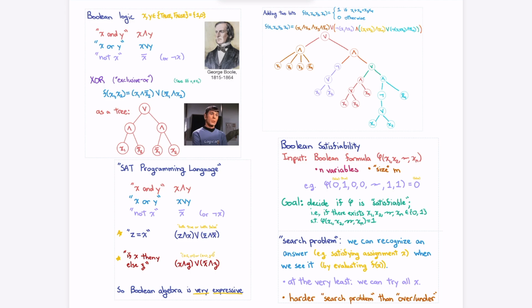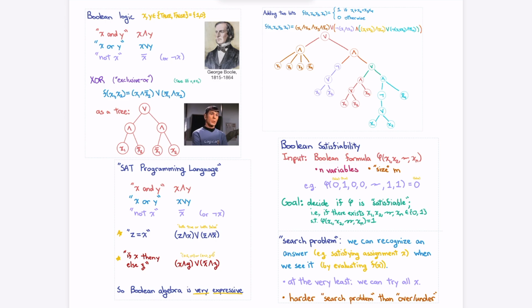formula. Take some bits and outputs true or false. And you want to figure out if there's some configuration of input bits to force it to output true. Okay. And at some level, this is a search problem in the abstract sense of the word where you're looking for something that you can recognize when you find it. Okay. So you're looking for some satisfying assignment.